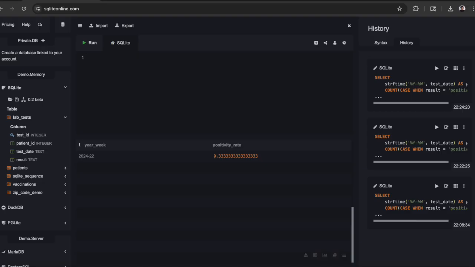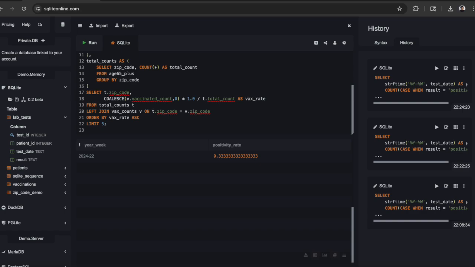So we're going to then move on to the next question, question two, which we want to figure out which zip codes have the lowest vaccination rates for the 65 plus age group. I decided to list 5 zip codes with the lowest vaccination rates amongst individuals 65 and older. So I'll put the code right here.